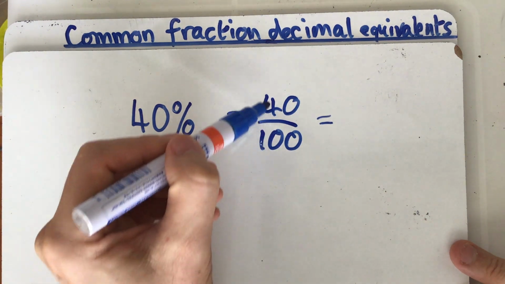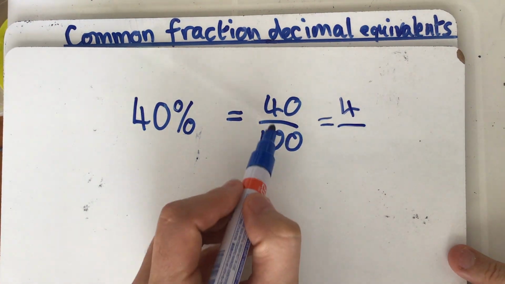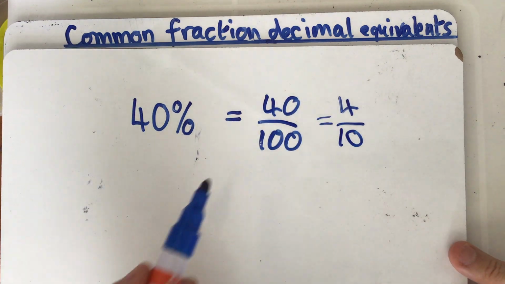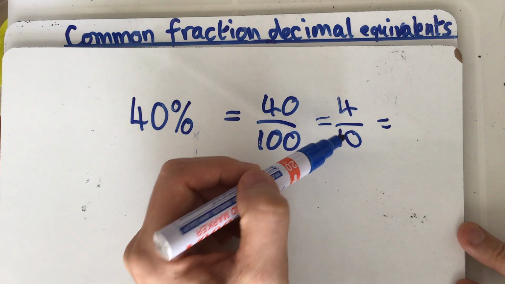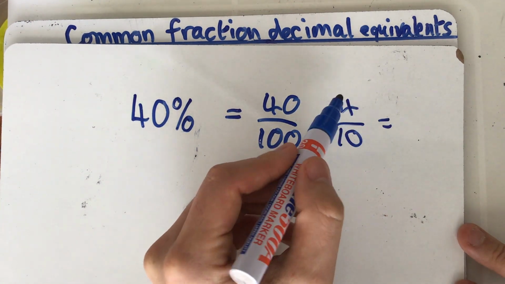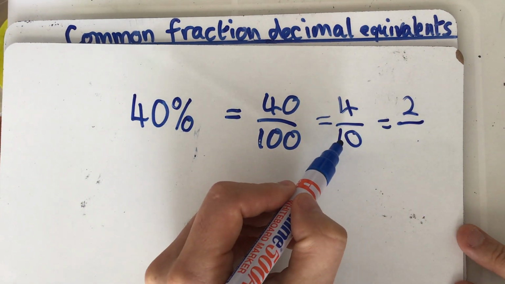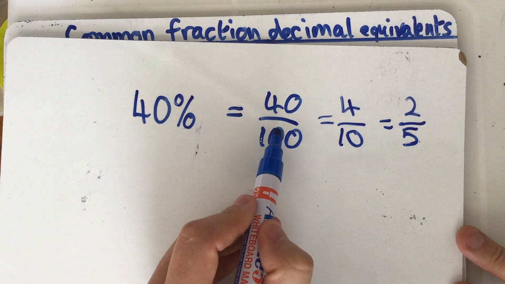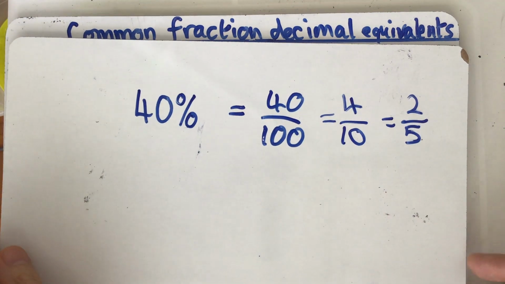Now we can simplify this by looking for common factors of the numerator and the denominator, and we can see that 10 goes into both of these numbers, which means we could simplify this 40 over 100 into 4 over 10. And if you look at that number, you can see there's another common factor of the numerator and the denominator. 2 goes into both, so I could divide 4 by 2 to give me 2, and 10 divided by 2 is 5. So I know that 40% is equal to all of these fractions, and this is the simplified fraction.